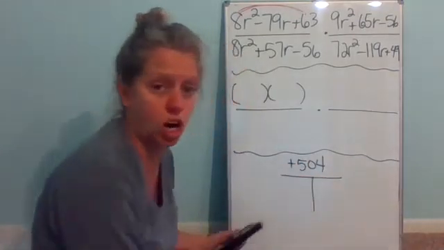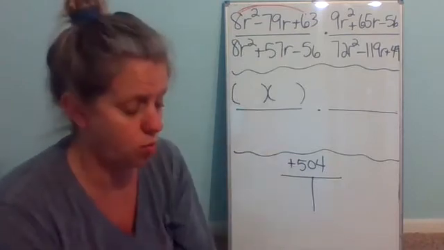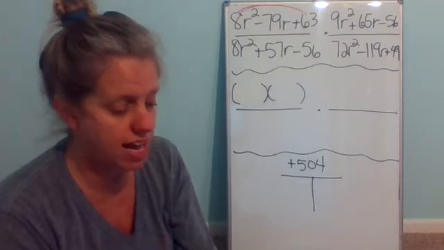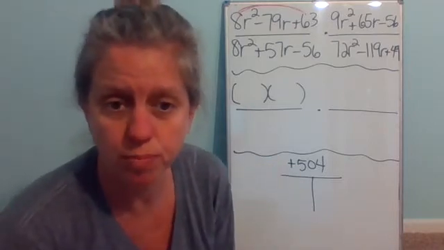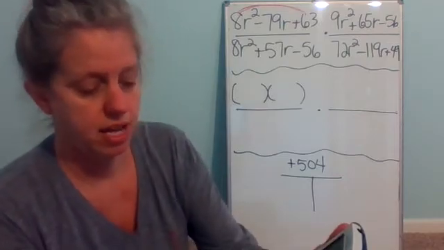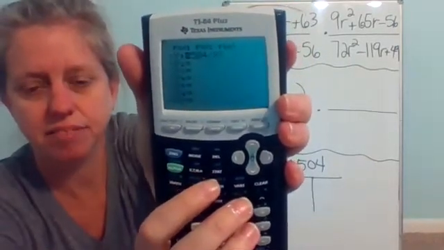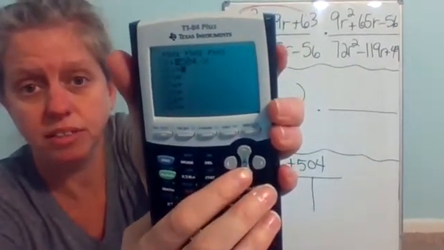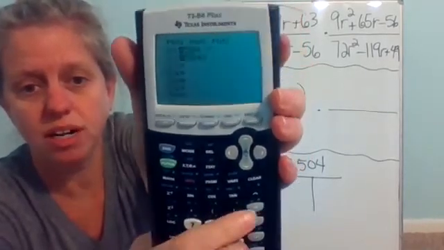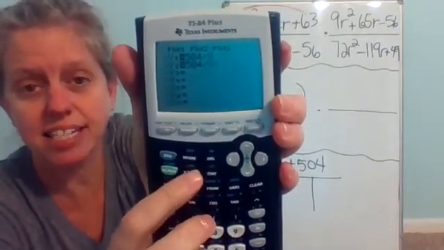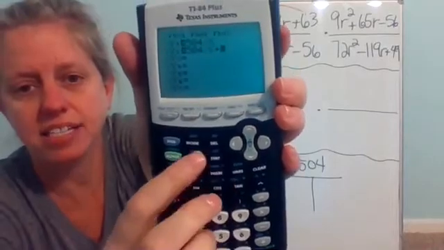So I'm going to make my T-chart. And remember, this is the number that goes in your y equals. So go to your y equals and clear everything out. Put in 504. And then remember what you're going to put in. Divided by x. Then go down 1 and do the same thing. 504 divided by x. And then what are you going to put after that? Plus x.